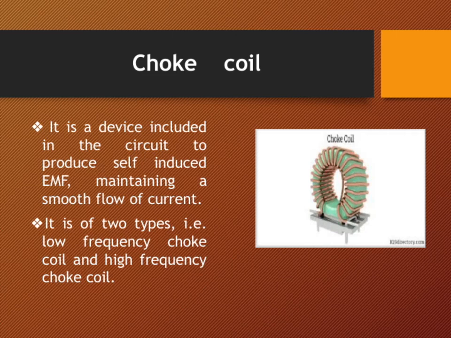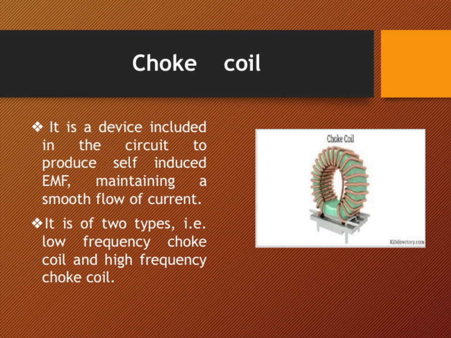Now let's talk about the device shown here, known as a choke coil. It is an essential component included in circuits to produce what's called a self-induced EMF. This EMF helps to maintain a smooth flow of current through the circuit, preventing sudden changes that could cause issues.